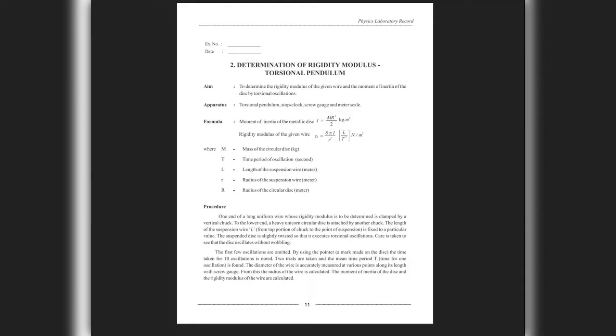where m is the mass of the circular disc, T is the time period of oscillation, L is the length of the suspended wire, small r is the radius of the suspended wire, and capital R is the radius of the cylindrical disc used in our experiment.